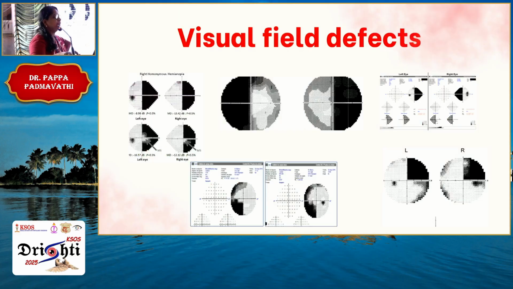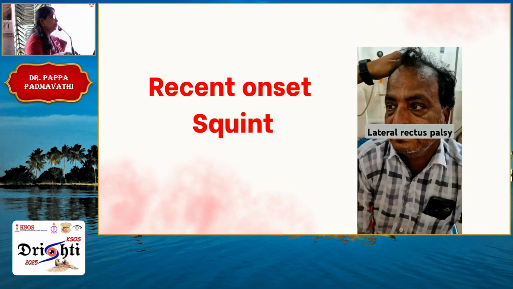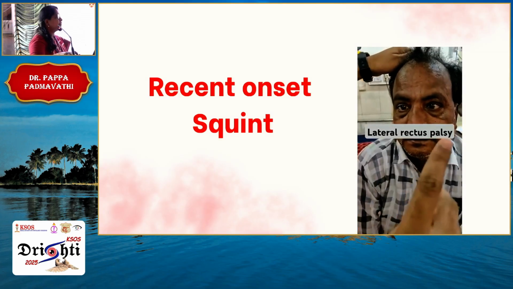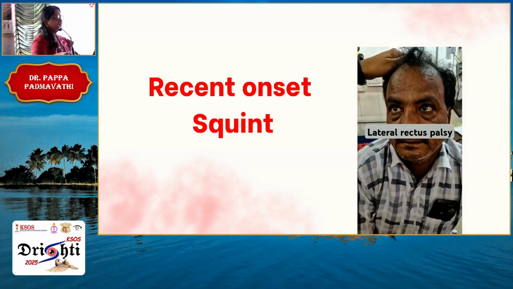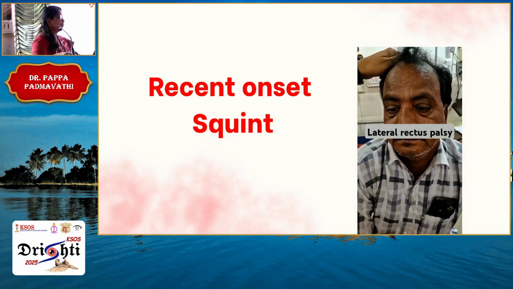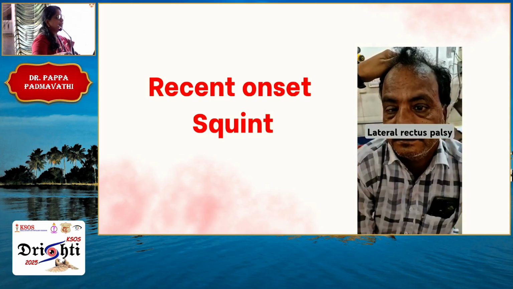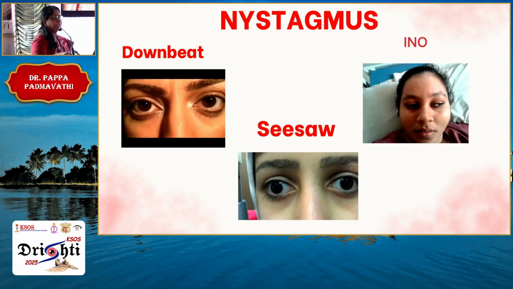Visual field defects are an important part of any neuro-ophthalmic case. It shows different patterns. It respects the vertical midline. It can be bitemporal, binasal, or homonymous hemianopias or quadrantanopias with macula sparing and all. That depends on the site of the lesion. Recent onset squint, usually concomitant, indicates a nerve palsy. Here you can see a left sixth nerve palsy, and this sixth nerve palsy is also a false localizing sign.